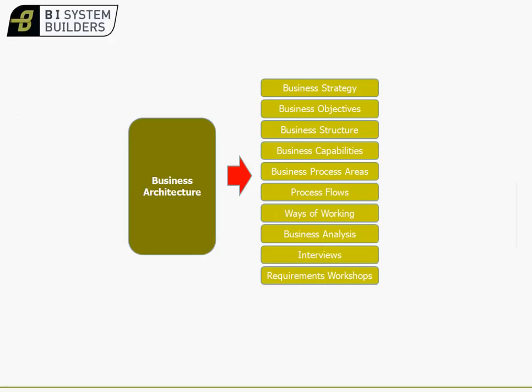Business architecture. When we talk about business architecture, we're trying to understand the business. So I'm interested in business strategy, the business objectives, the business structure, the business capabilities, business process areas, process flows, and ways of working. Now, you may find within your organisation that you have one or several business architects, and they already have this information. They're working on it, they're very close to the business, in which case go collaborate with them. If you don't understand the business architecture, then you have to put more work in.